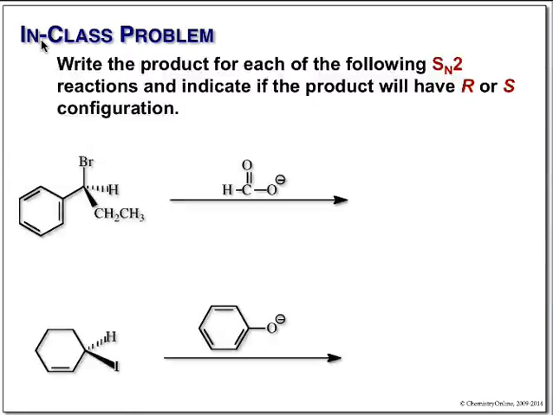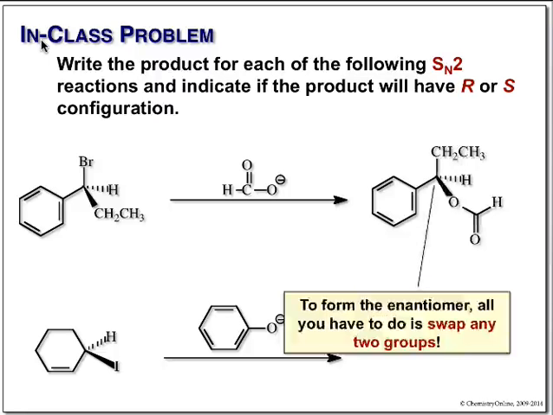Maybe the easiest way to do this would be just to draw it like this. So I'd simply replace the bromine with the nucleophile. Now, this does not show inversion, does it? In order to make inversion, I would do this on scratch paper, and then I would just swap any 2 groups. Any 2. And when I do that, I now have inversion.